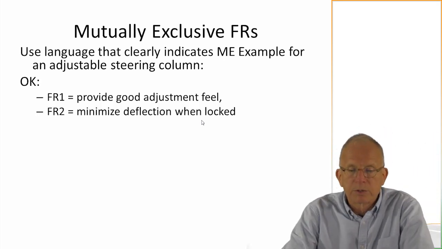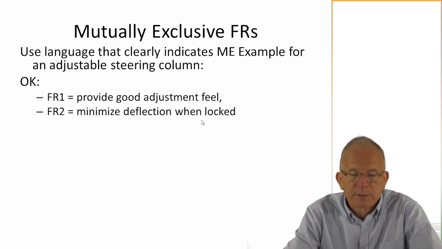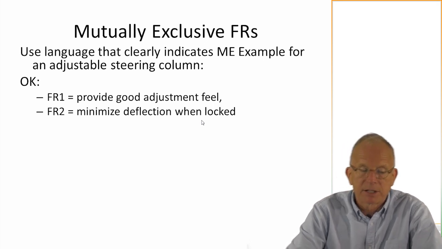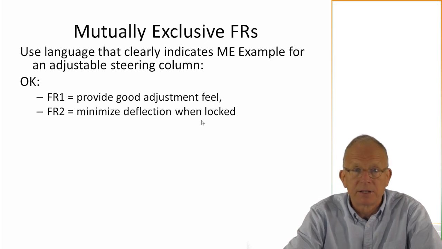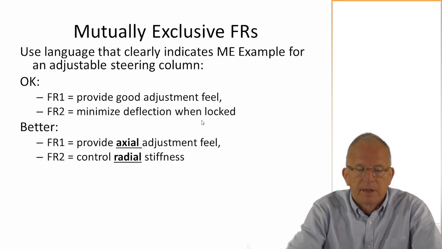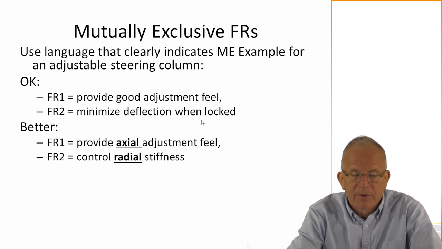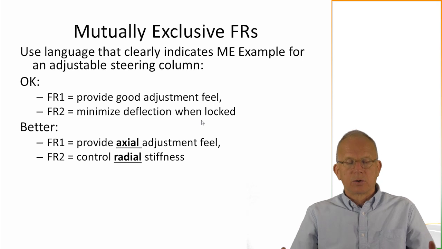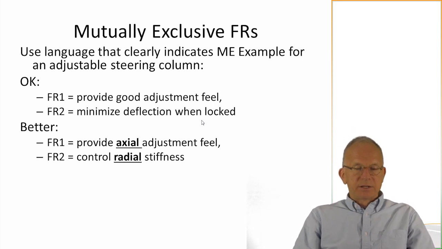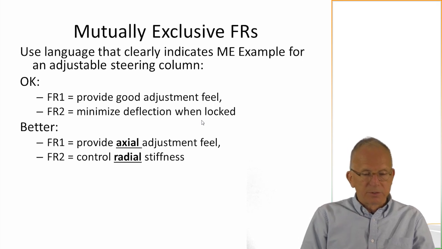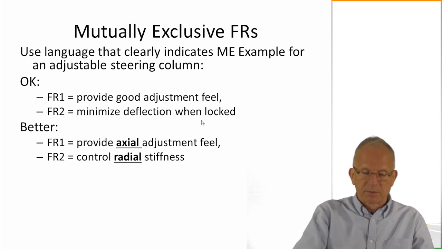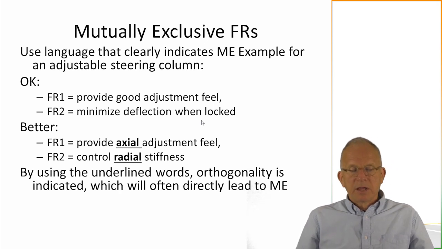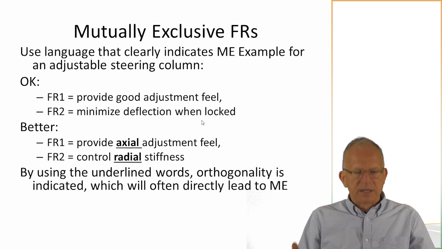And there are better and worse ways of wording it. For example, if FR1 is provide good adjustment feel for a steering column and FR2 is minimize deflection when lost, it's hard to tell if these are mutually exclusive. However, if we say instead provide axial adjustment feel and control radial stiffness, then we can see that we're working with cylindrical coordinates, and in this particular case, it appears that they are mutually exclusive and perhaps collectively exhaustive as well.